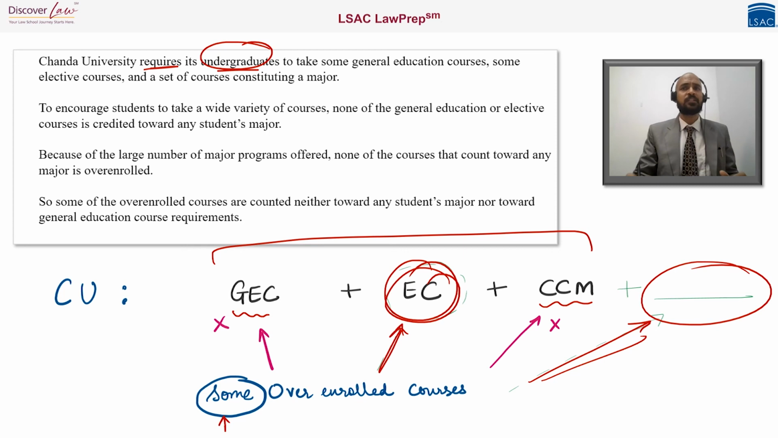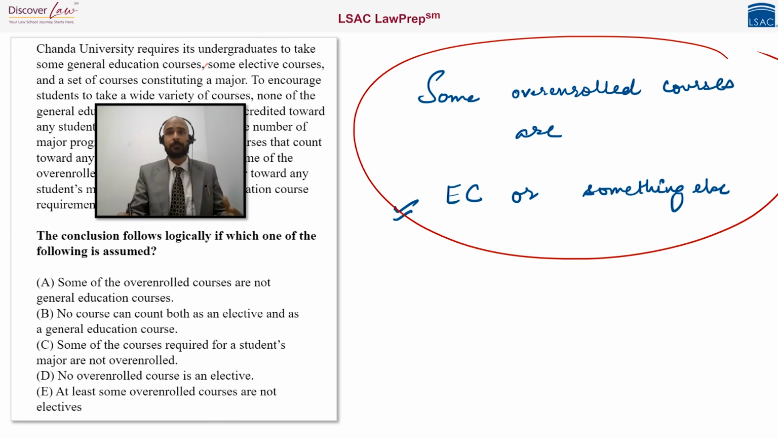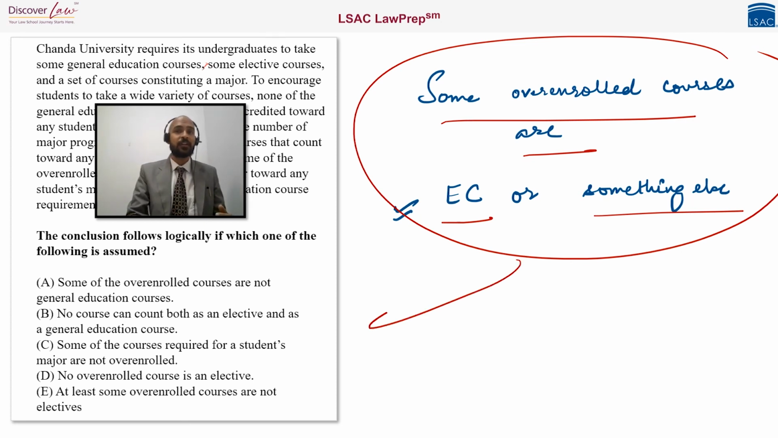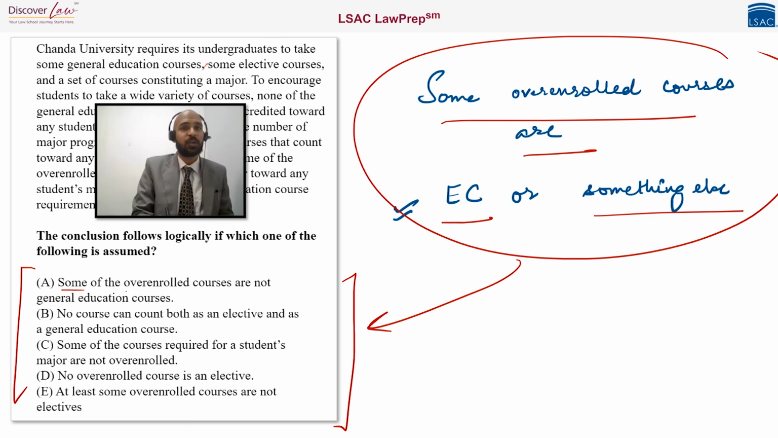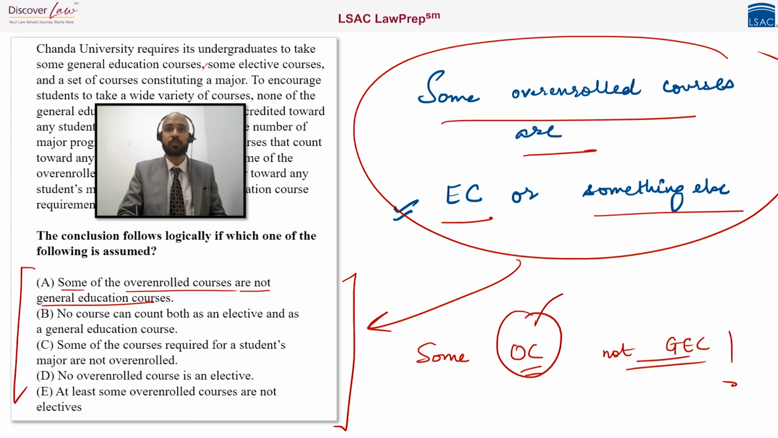Now that we've given it this thought, let's look at the options. Now, so we know on the basis of what we thought that some over-enrolled courses are either EC or maybe something else. Now what you'd find in the options is something that gives you the same thought, but maybe not in the same words. Look at the options and see which one you can pick. If you look at option A, which is the answer, it says some of the over-enrolled courses are not GEC. So some of the over-enrolled courses are not GEC, which is kind of right because some of the over-enrolled courses are EC or they are something else, right? So you find that you've gotten your answer here.